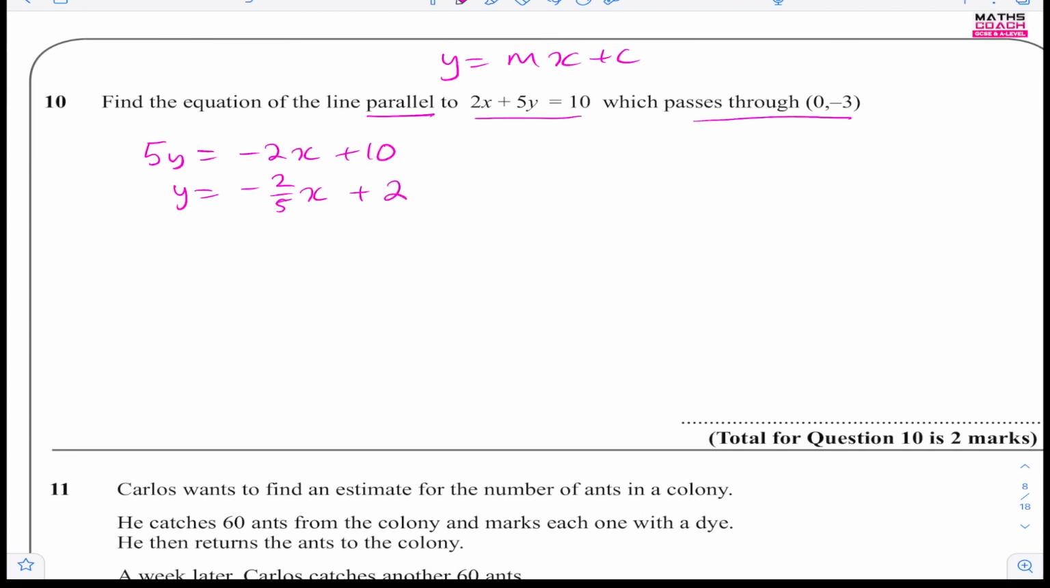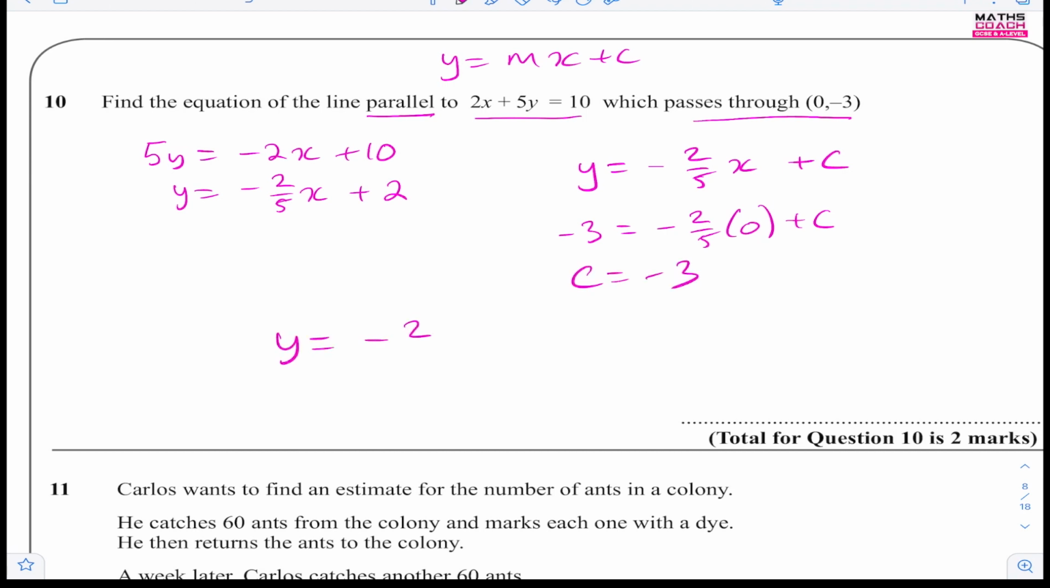Since the equation of this line is parallel to this line, we know that we are going to have an equation with the same gradient. So y is equal to minus 2 over 5 x plus c. And we just need to find what the value of c is by substituting the point that it passes through. So y is going to be minus 3 and x is going to be 0. So minus 2 over 5 times 0 plus c. This will all cancel, giving us c is equal to minus 3. So therefore the equation is going to be y equals minus 2 over 5 x minus 3.